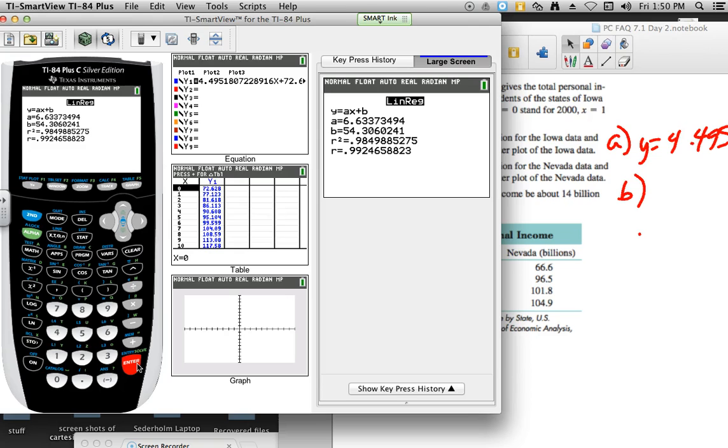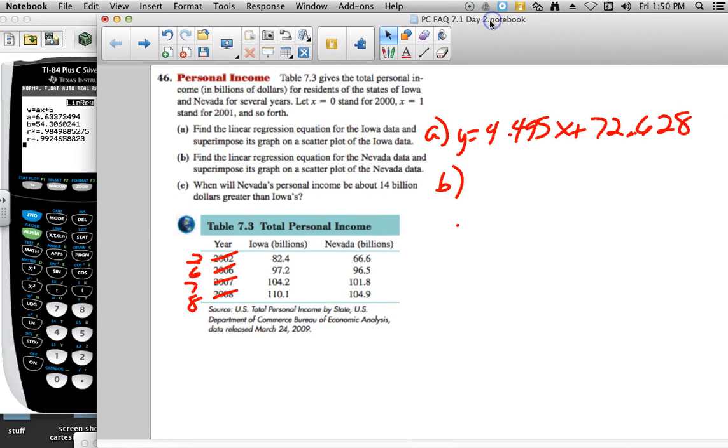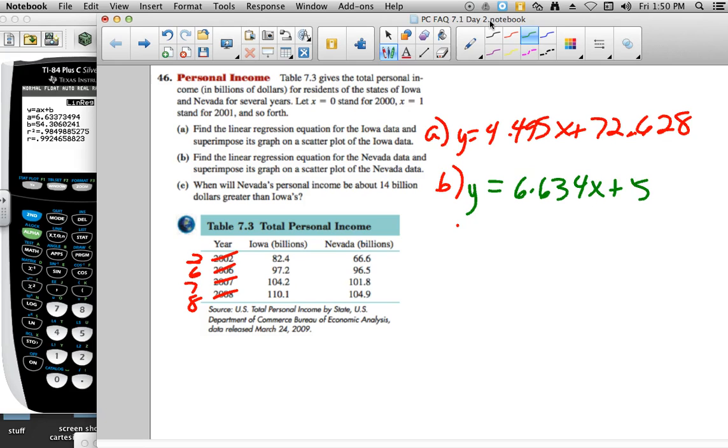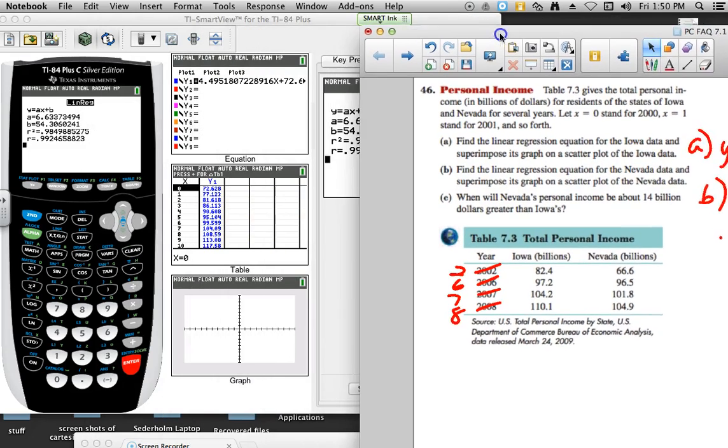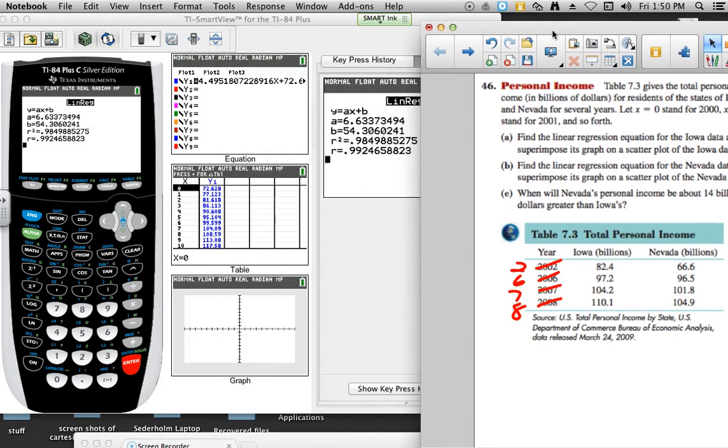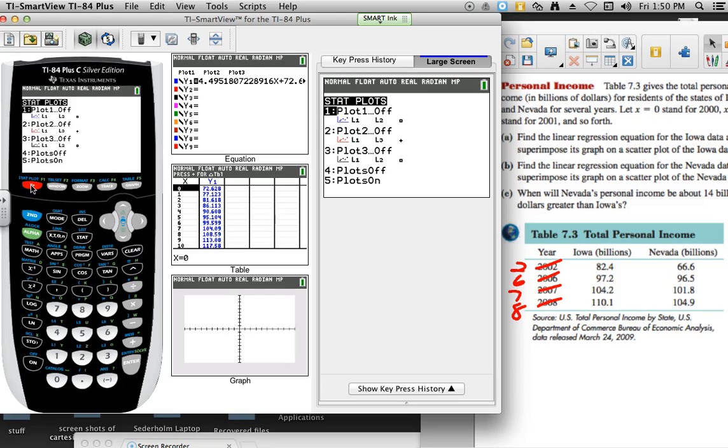And there is part B, y equals 6.634x plus 54.306. Now it did say to superimpose these on top of the scatter plot. So let's go ahead and go in and take a peek at that.